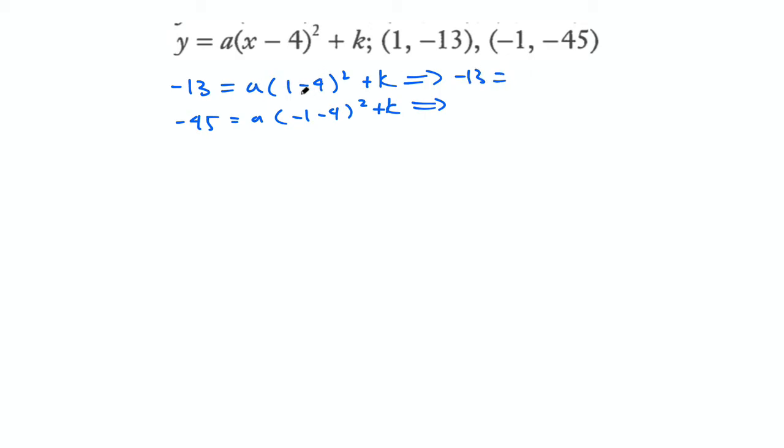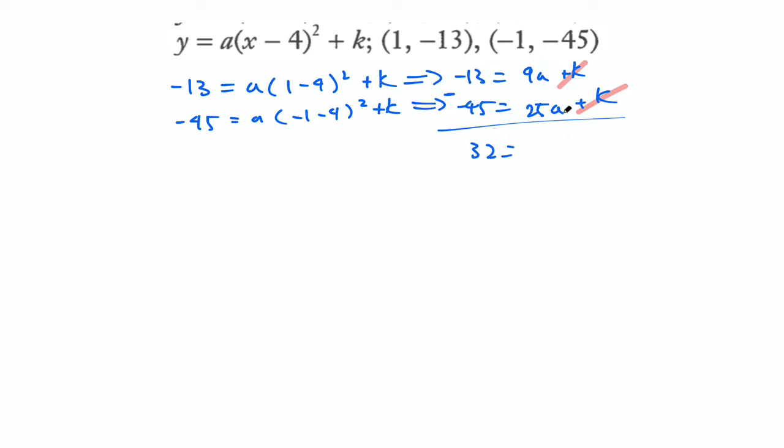Okay, so for the first one, it becomes this. Here, this is minus 3, so squaring that becomes 9. For the second equation, this becomes minus 5, so squaring that becomes 25. So we have a system of linear equations, and subtracting these two, I can get rid of the k values. Here we have 45 minus 13, right? So that's going to be just 32.